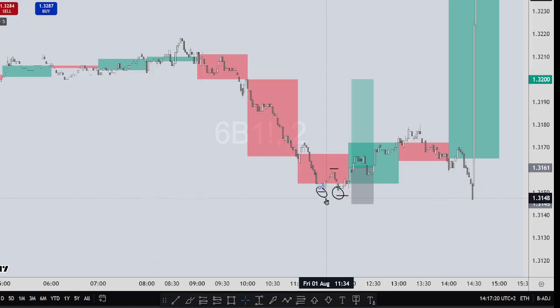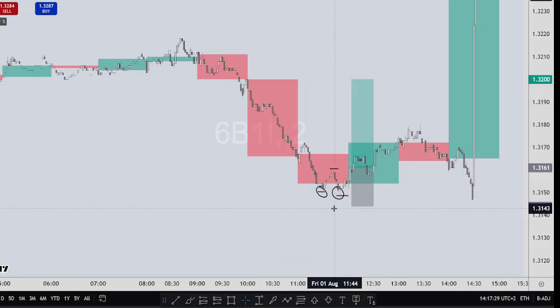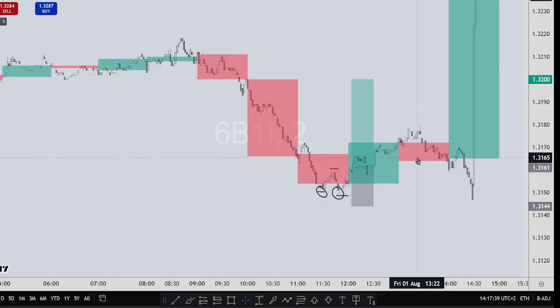3147 is the low. The previous low here is 3148. Would I place the stop here or here or here or 1 point? I have absolutely no idea. It doesn't matter either. Probably wouldn't though. The point is, we find reversal and it goes.